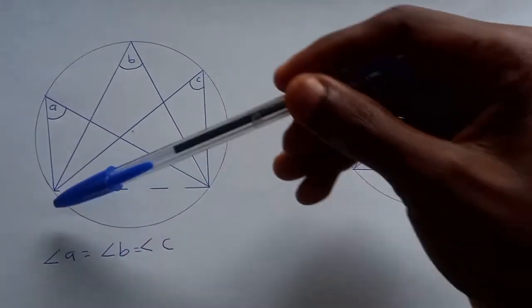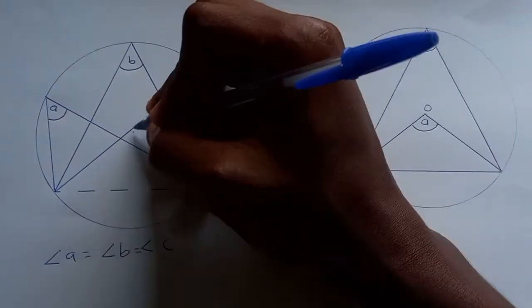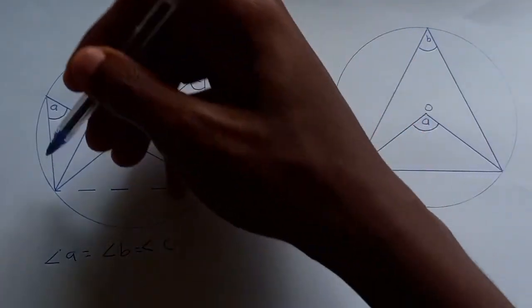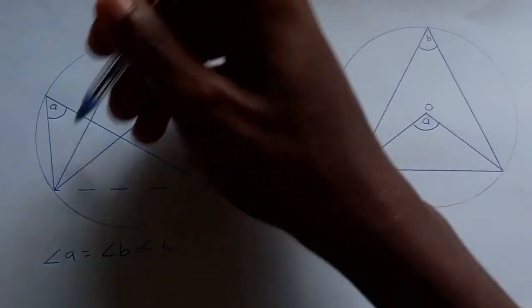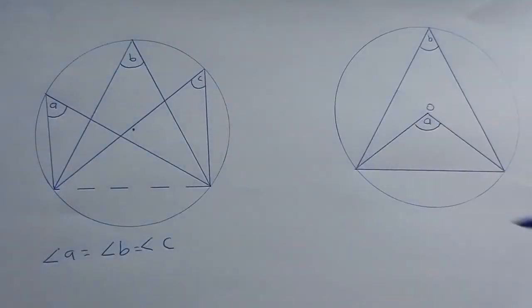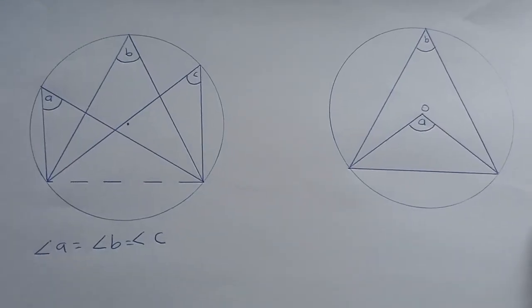Note that the chord doesn't pass through the center. This is the center of this circle. It doesn't pass through the center. So then any point which touches the circumference and has the same chord, the angles are the same. So let's look at the second diagram.